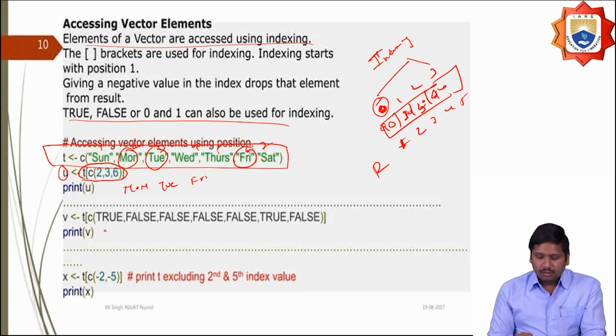Similarly, if I write v of t of c(true, false, false, true), how would the output look? So print of v, it should also be printed in this form. And to print excluding the 2nd and 5th index, how to write it? c(-2, -5). If I put a minus here, this is the excluding part, and if I give a normal 6, then it includes that element.